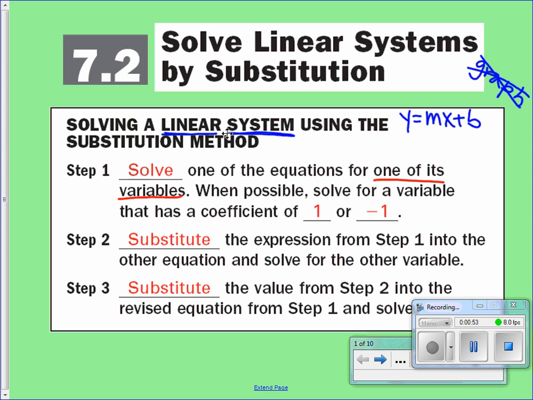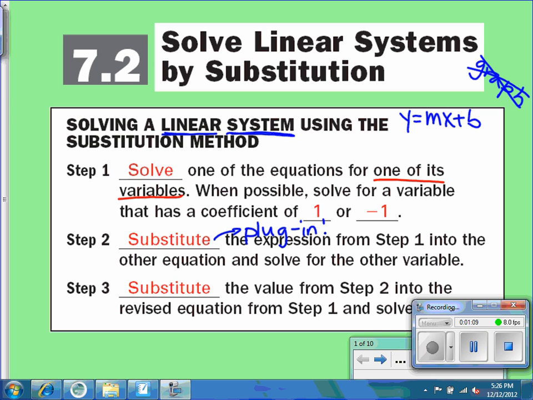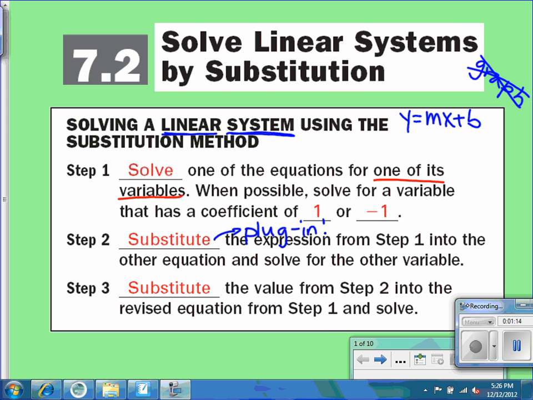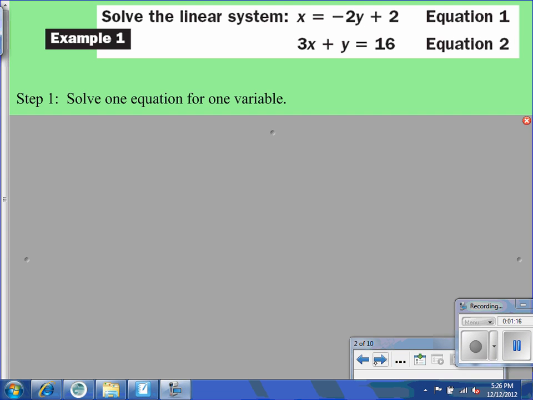Once you have one of the variables by itself, we're going to substitute that expression into the other equation. Basically, we're doing a plug-in. And then once you do that, you'll get a value and we'll plug it in to be able to solve it. So let me show you what this is going to look like.